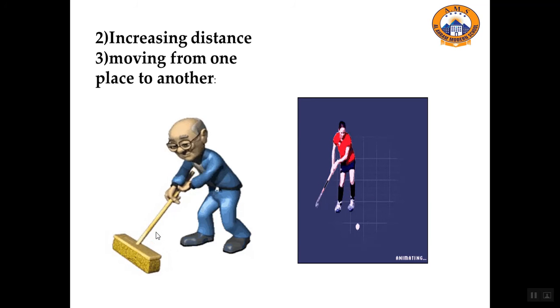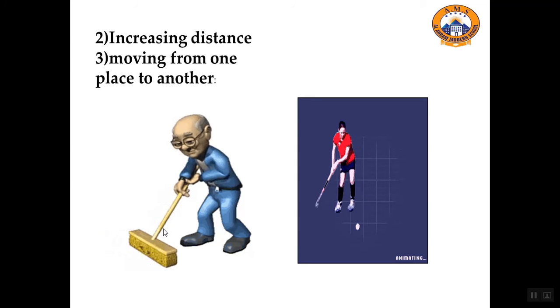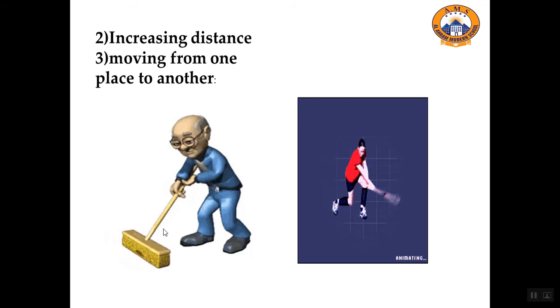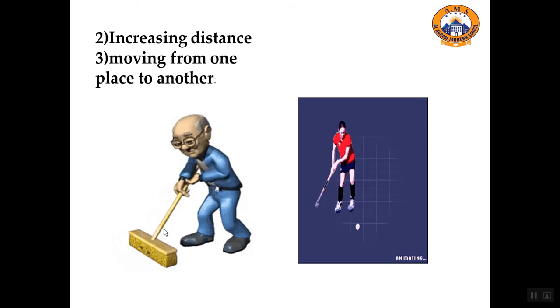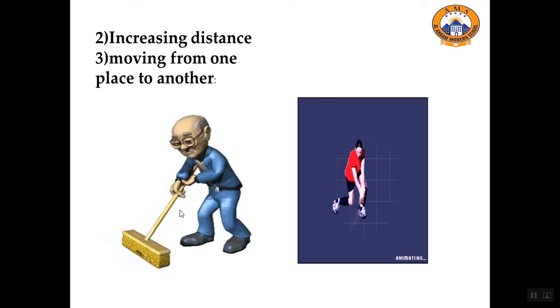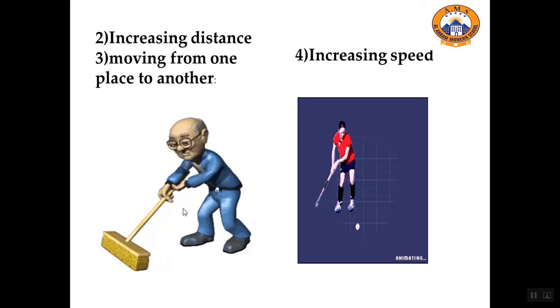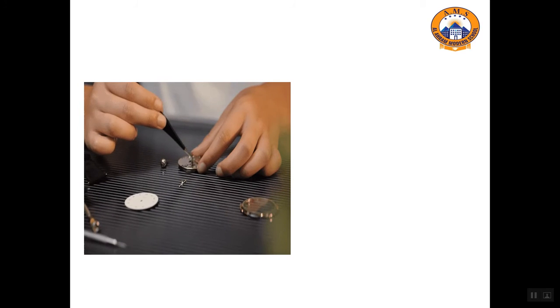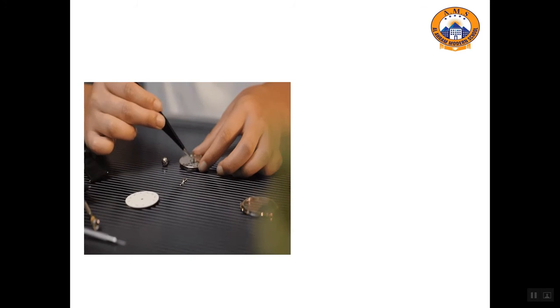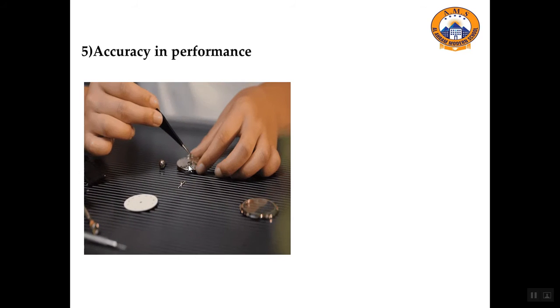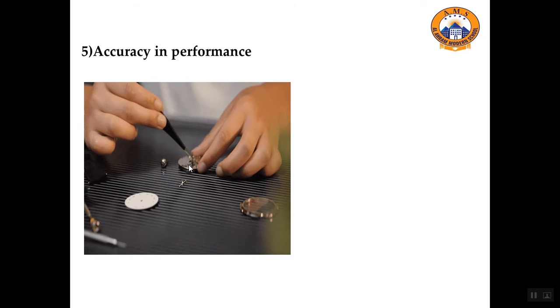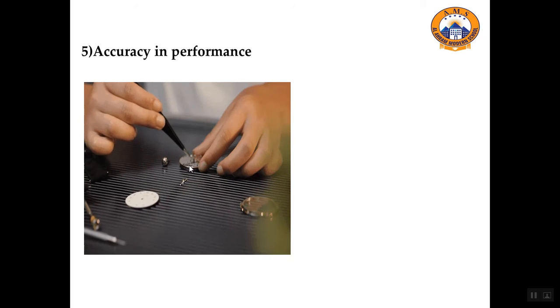Another importance is increasing the speed. We use a hockey bat to increase the speed of the ball. If we kick the ball or move the ball with our hands, its speed won't increase as when we hit it with the hockey bat. So the hockey bat is used to increase speed. Other uses: accuracy in performance. We use the tweezers to pick up very small objects. So one of the tasks of the lever is accuracy in performance.